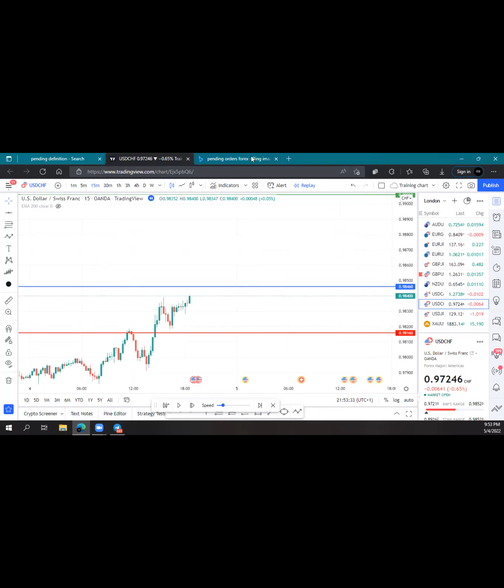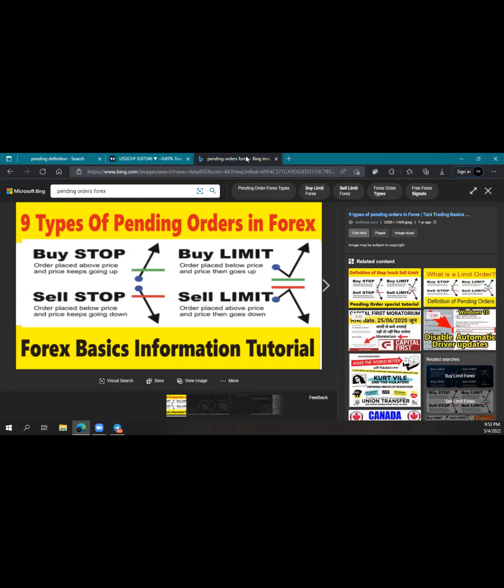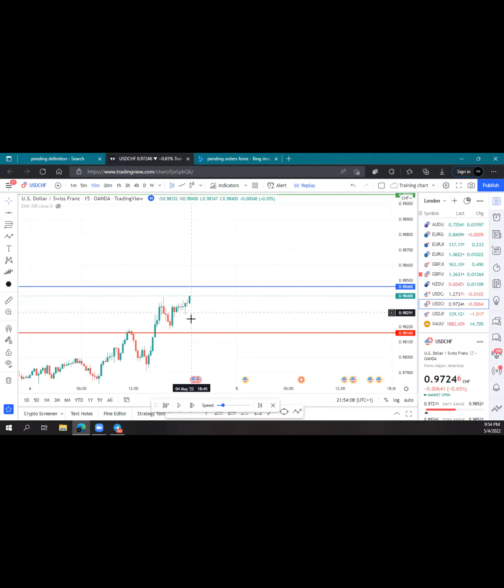So now if I go back to this, who can tell me what we are supposed to set? We're supposed to set what? Buy stop. Why? Because the order is placed above market price, right? And price keeps going up. Look, the market is below. This is the order, right? So this is a buy stop.